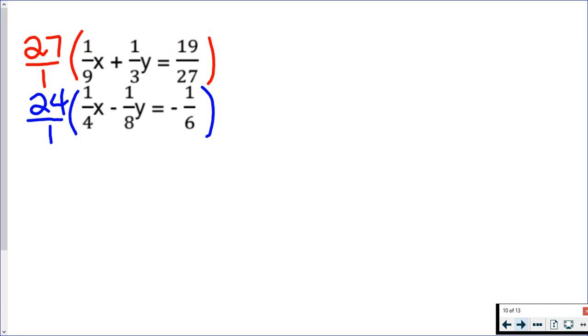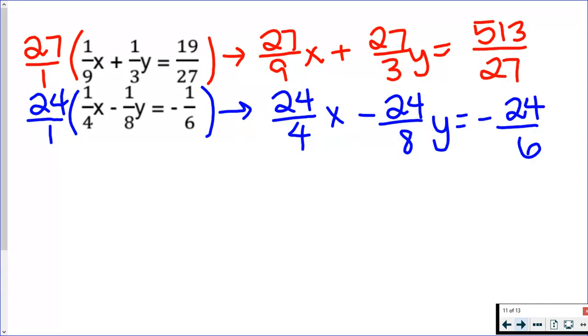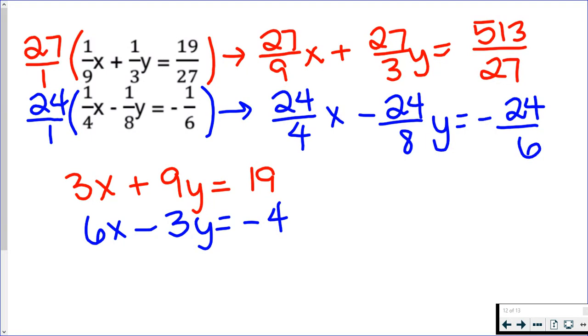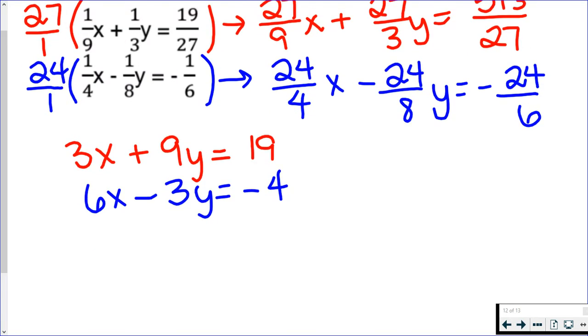And you're going to do the same thing with the second equation. So that results in the following. You have 27 over 9, 27 over 3, and so on. So now, when you simplify each of these fractions, you will be left with whole numbers. And just like that, you have a nice system of equations with whole numbers that I am now going to solve using elimination.